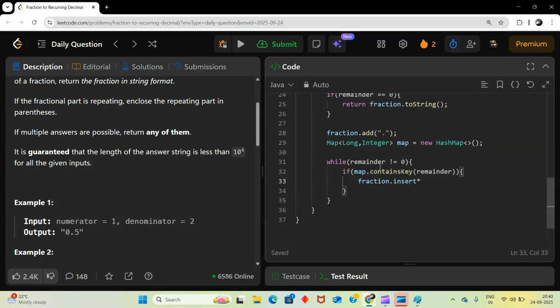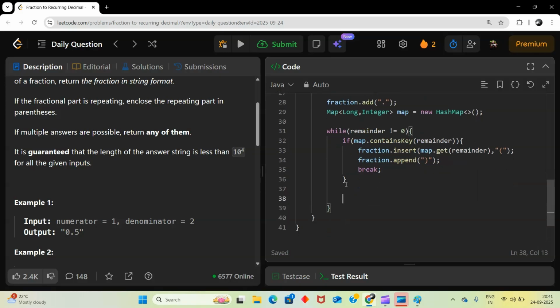At which position? We are going to store the value here, right? So if I do map.get(remainder), I'll get that index here. What we will insert is the opening bracket, and after that fraction.append, we will append a closing bracket at the end. And here we will break. Done.